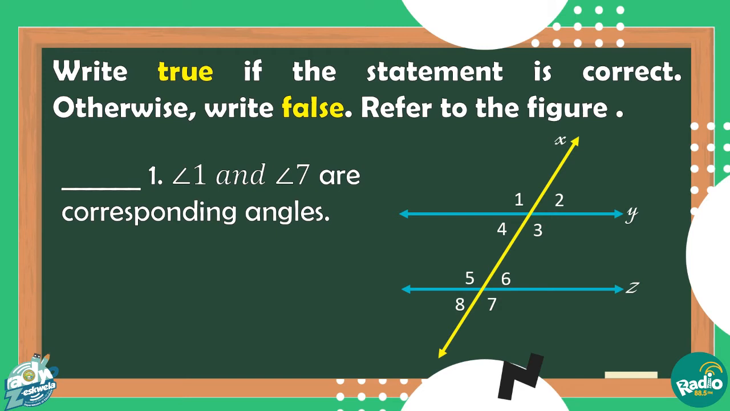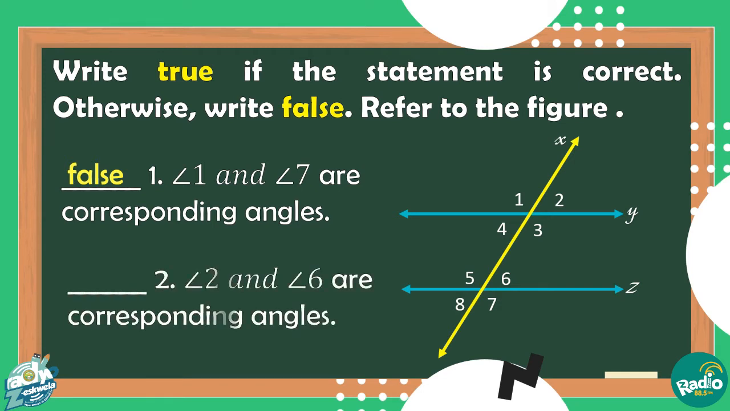Is it true or false? Great, that's false because angle 1 and angle 7 are both exterior angles. Number 2. Angle 2 and angle 6 are corresponding angles. Great, that's true. Angle 2 and angle 6 are corresponding angles.